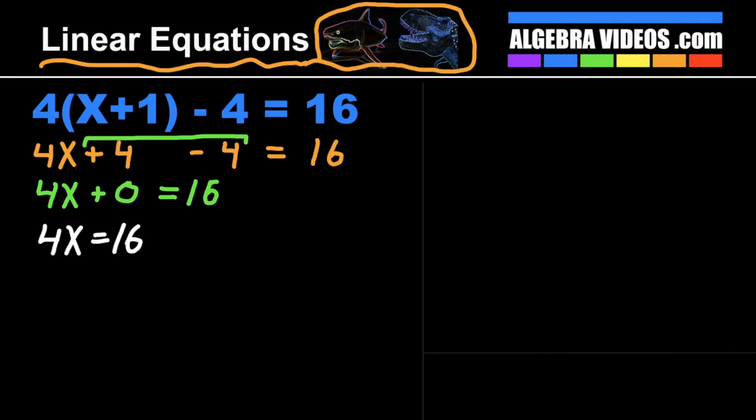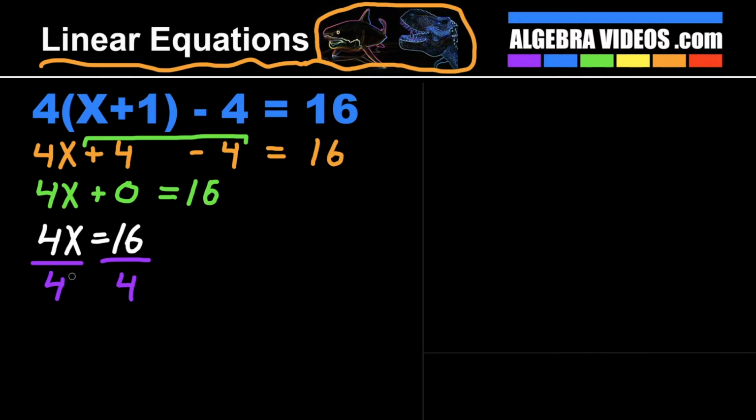How do we get rid of the 4? We're almost there, right? We've just got 4x equals 16. We only have one last step. I'm going to make use of that rule in math that says we can do anything we want to either side of an equation as long as we do the same thing to both sides of the equation. So I'm going to divide both sides of this equation by the same thing, and that thing I choose to divide by is the number 4.